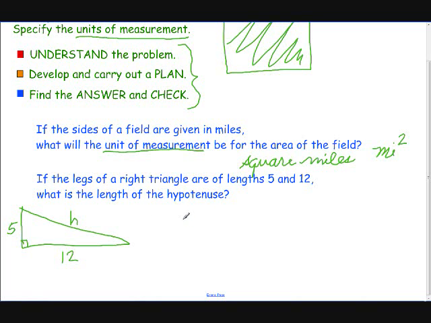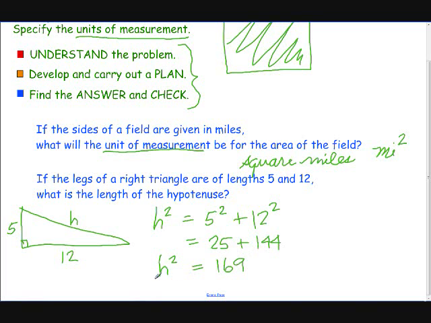Thank goodness for Pythagoras. He gave us just what we needed to solve this, which was that the square of the hypotenuse is equal to the square of one leg plus the square of the other leg, which we would find is 25 plus 144. So the hypotenuse squared is equal to 169.